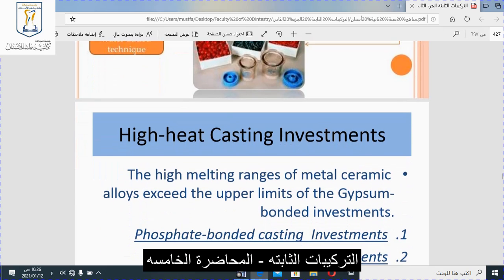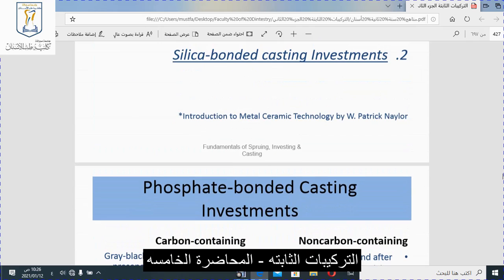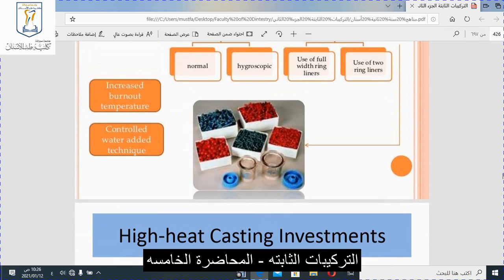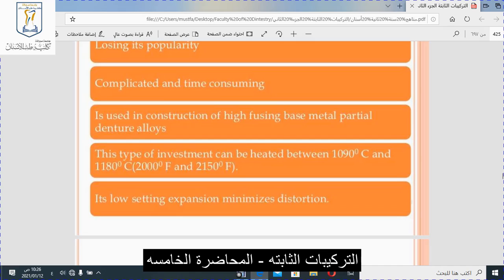In the case of phosphate bonded investment, silicate bonded, magnesia bases, zirconia bases, it gives only the thermal expansion. During heating, it will transfer from one form to other forms, giving expansion to compensate for the shrinkage of the gold during casting of the gold alloy or the ceramic materials. Okay.